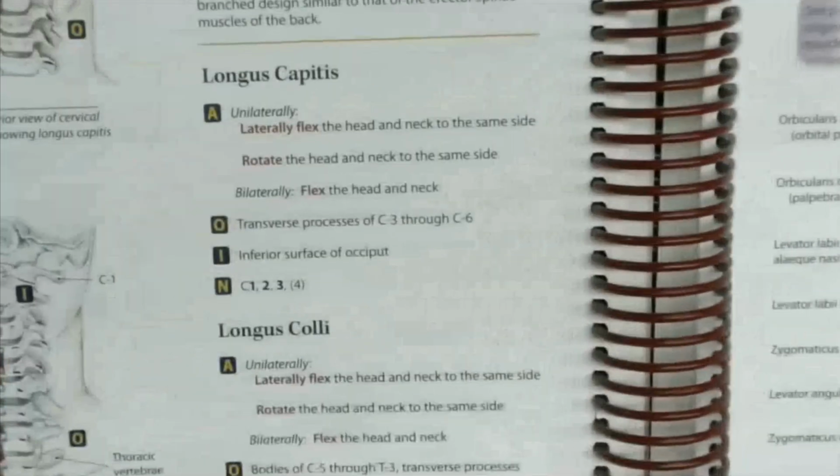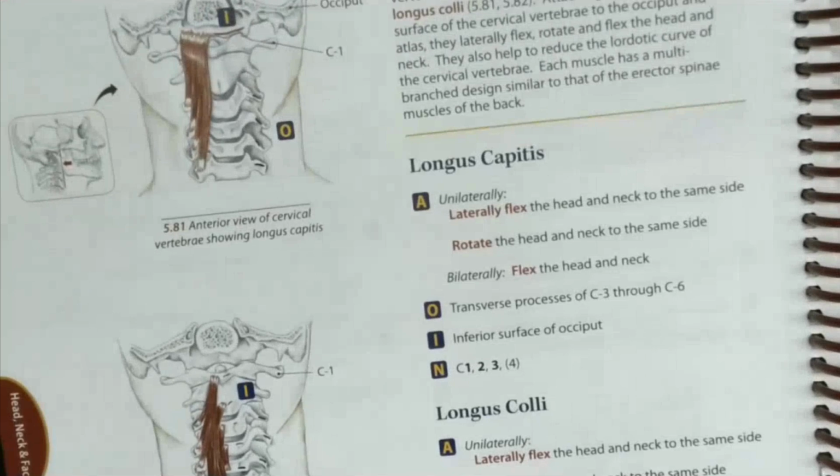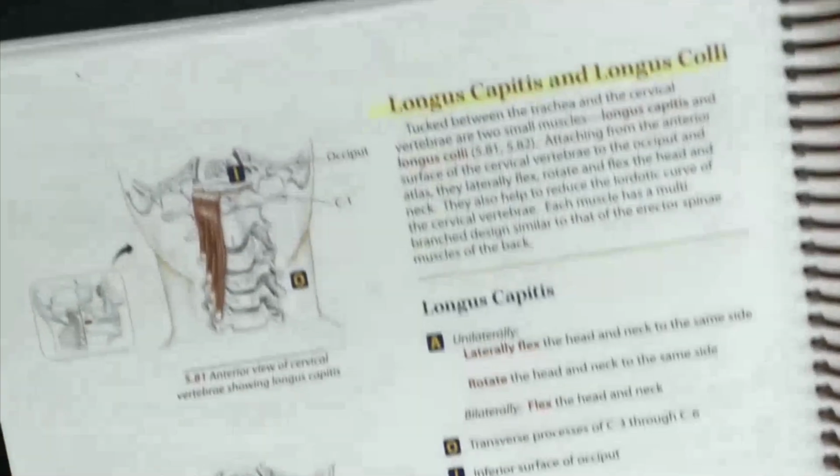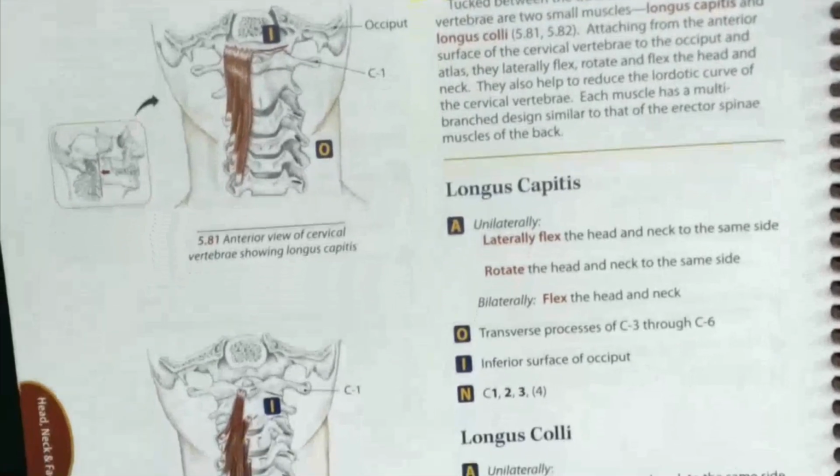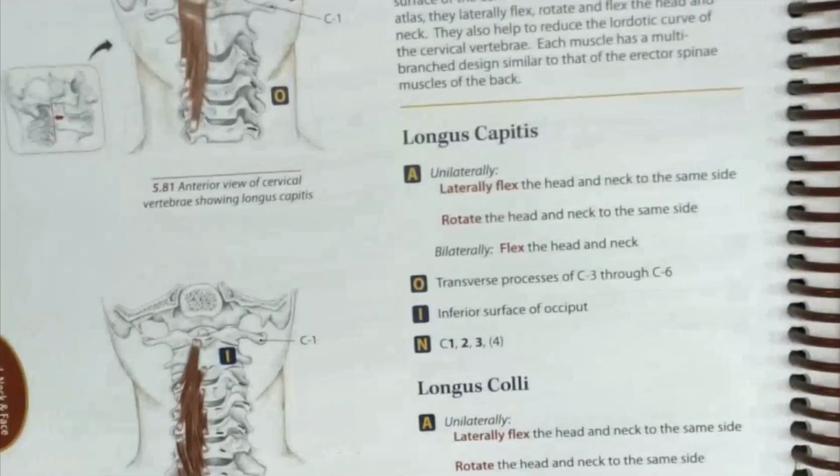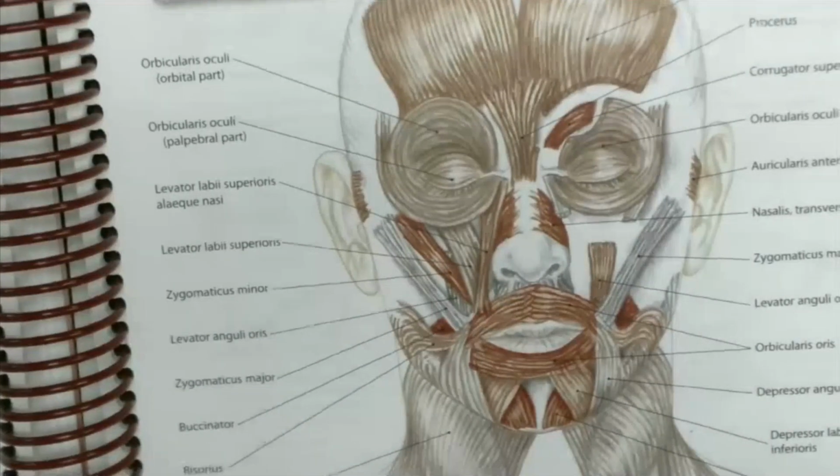The longus colli and capitis muscles, again, are really deep muscles in the neck. Cool to learn, but I don't think they're really important for us to know because we're never going to go in and work those. And if you do, well, be prepared to have your client probably hate you.